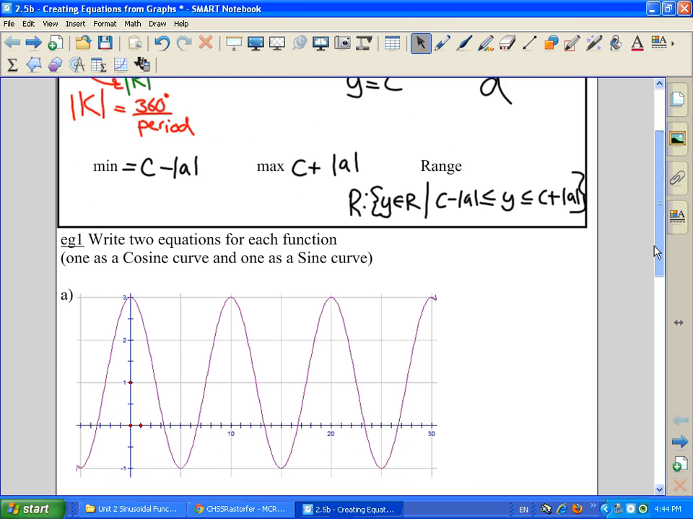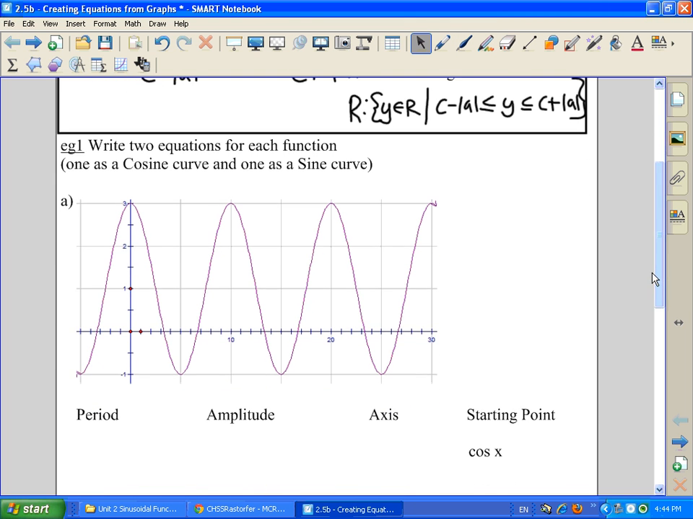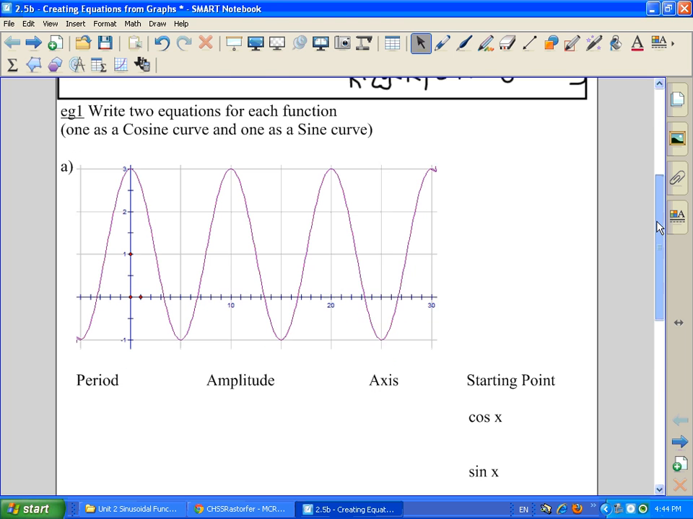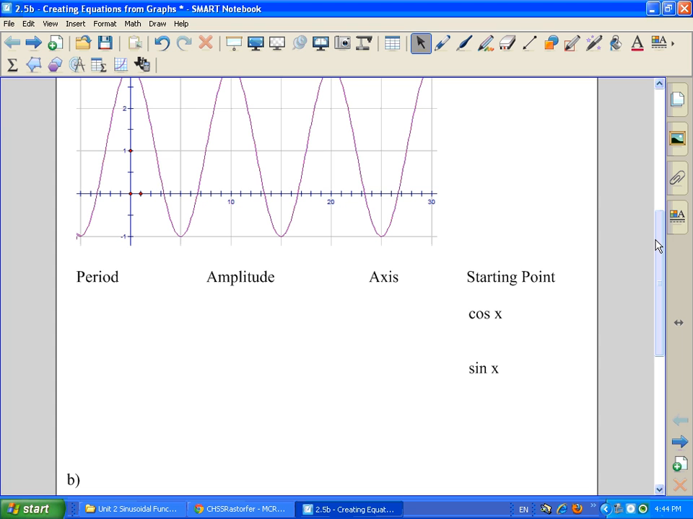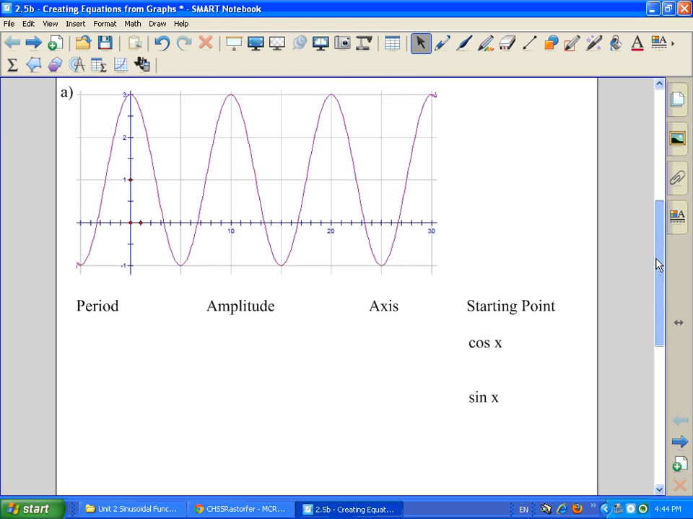Okay. Let's take a look at some examples. So number 1, write two equations for each function, one as a cosine curve and one as a sine curve. Most of the important pieces of information stay the same regardless of what your parent function is, i.e. the period, the amplitude, and the axis. They stay the same. The only thing that differs is the starting point. So let's look at this graph.